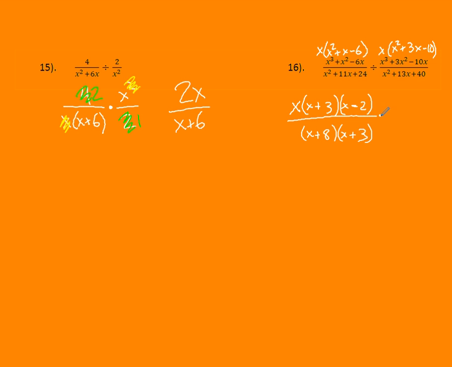Now here, I have to flip and multiply. So let's start with the top, which now becomes the bottom. Factors of 10 that subtract to 3 should be 5 and 2. So there's a 5 and a 2, an x in each, and then it needed to be positive.